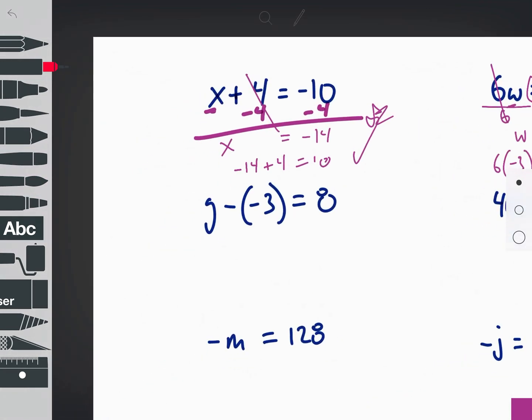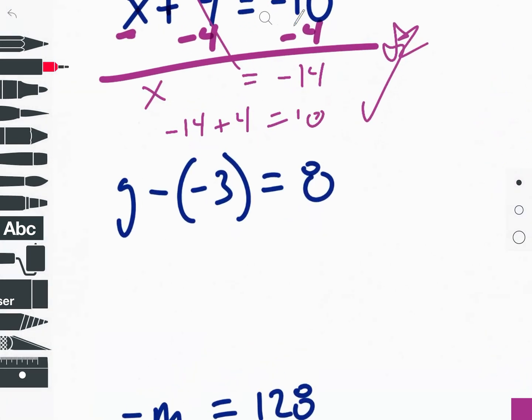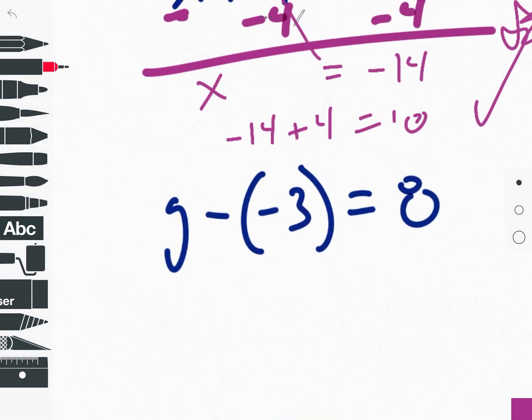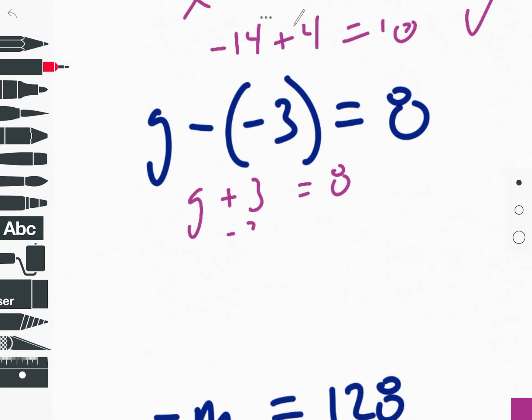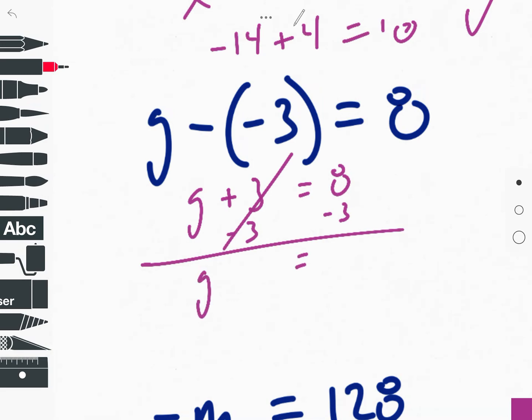All right, let's come over here. The plot thickens, but my screen doesn't. There we go. G minus negative 3. When you're subtracting a negative, it's just like adding, so I'm going to change this to G plus 3, because that means the exact same thing. So now I see it, so now I can solve it. To undo adding 3, I'm going to subtract 3 from both sides. The 3's go away. 8 minus 3 is 5.